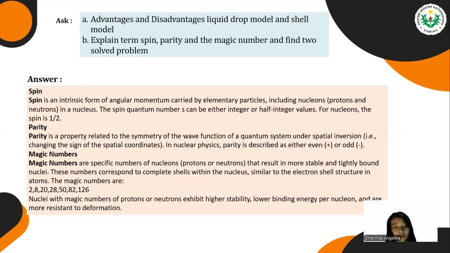These numbers correspond to complete shells within the nucleus, similar to the electron shell structures in atoms. The magic numbers are 2, 8, 20, 28, 50, 82, and 126. Nuclei with magic numbers of protons or neutrons exhibit higher stability, higher binding energy per nucleon, and are more resistant to deformation.